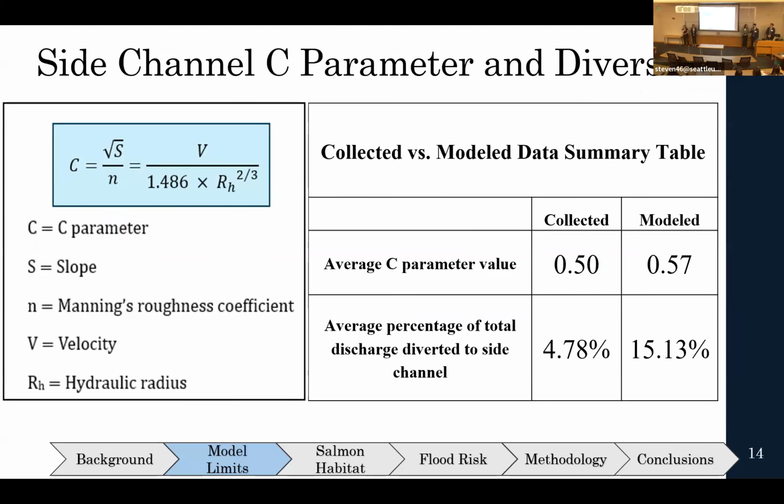Taking a deeper dive into the side channel comparison, we used a C parameter, which is a modified version of Manning's equation, to assess the depths and velocities from our collected data as well as the model data. We plugged these depths and velocities in, and this allowed us to see the differences between the hydraulic gradient or the stream slope, as well as Manning's roughness coefficient. And as you can see on the right, the modeled C parameter is higher than our collected value, indicating that for the modeled values, the stream slope or hydraulic gradient was either overestimated or the Manning's roughness coefficient was underestimated. Separately, the average percent discharge that was diverted into the side channel from the main Cedar River is a lot higher than our collected data, which supports the same conclusion.